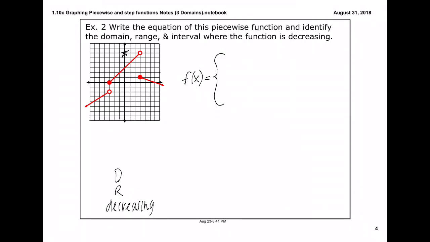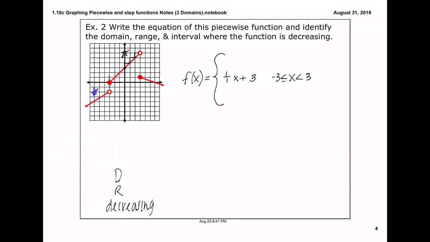I'm going to start with my middle piece first because I can easily see where it crosses my y-axis, so I know my y-intercept is a positive 3. I then can use my slope triangles, and I know that my slope rises 1 and runs 1 every time, so I have 1 over 1 x plus 3. I then look at my x intervals from negative 3, x is between or equal to negative 3. It is not equal to positive 3 because it's an open circle.